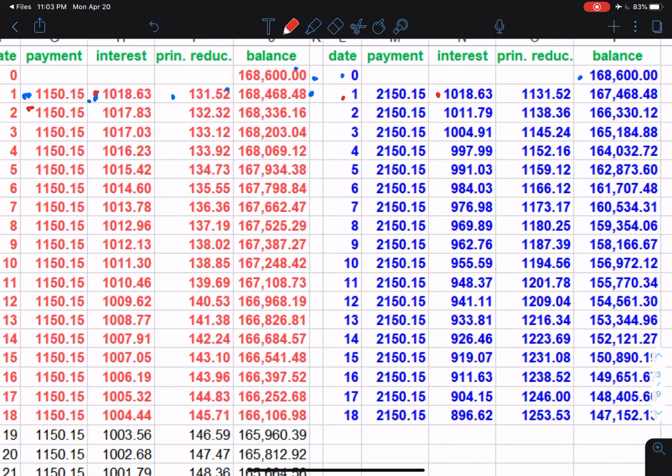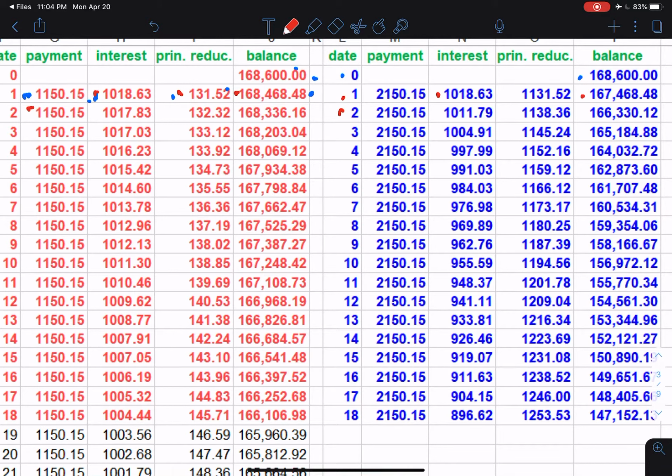1,018.63, the same as over here. And the principal reduction, of course, will be $1,000 higher than it was over here, 1131.52. And therefore, the remaining principal balance at date 1 is 167,468, which is $1,000 lower than it was over here, where we assumed we didn't make a principal reduction payment. Okay, but the benefit gets better.